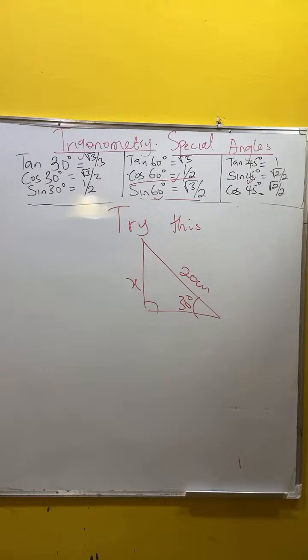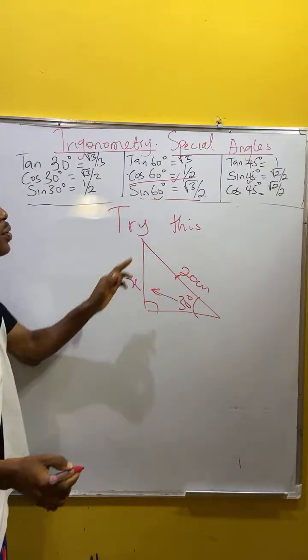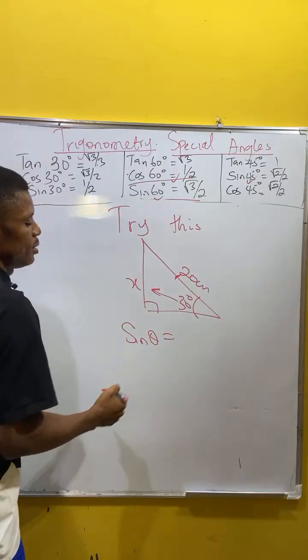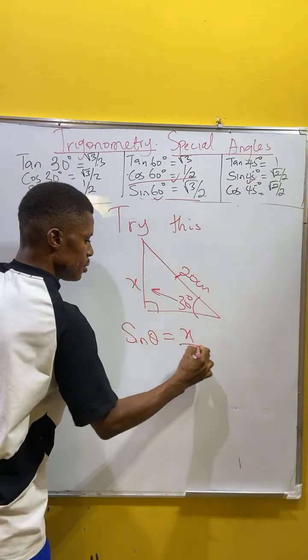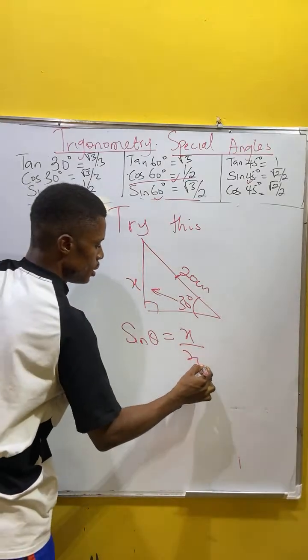Okay, 10 cm. Yeah, correct. You are right. 10 cm is the answer. How do you get the 10 cm? Can you tell us? Okay, it's very, very easy because it's opposite and hypotenuse. So you use sine. So we have sine theta is opposite x over hypotenuse, the longest side, 20.